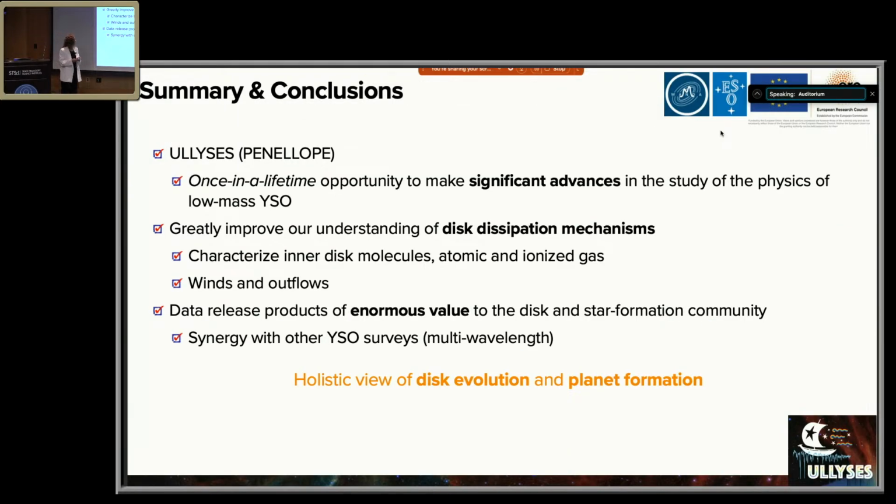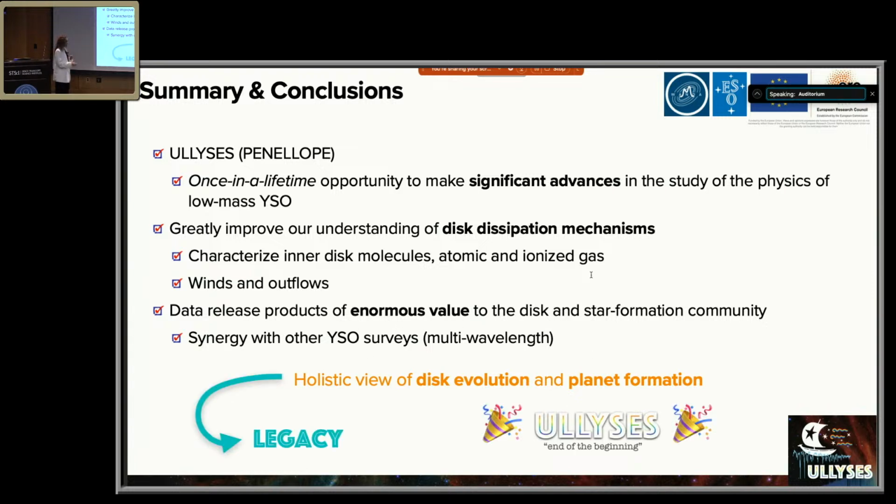And now, to finish with my summary and conclusions, we see how Ulysses, and specifically Ulysses in synergy with other sources like Penelope, provides a once-in-a-lifetime opportunity to make significant advances in the study of the physics of low-mass YSOs. It has greatly improved our understanding, particularly of the disk dissipation mechanisms. As we can see, we can characterize the inner disk, the molecules, the atomic part, the ionized gas, and also the winds and outflows. And the data releases are of enormous value for our community, since if we use them in synergy with other YSO surveys or multiwavelength observations, I believe that is where the legacy of Ulysses is.